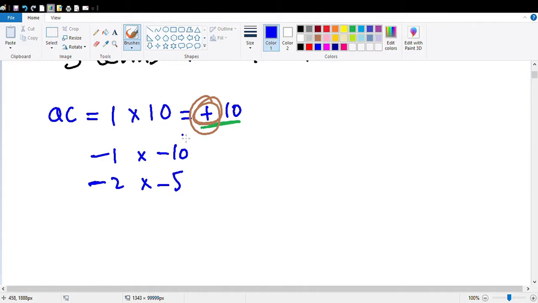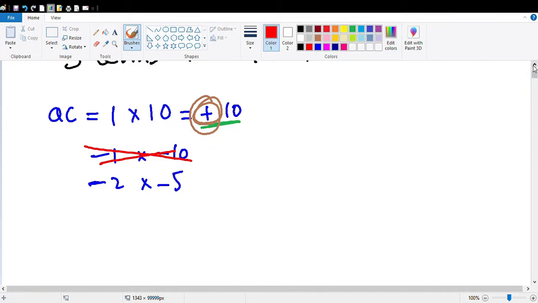Now, let's see which one sums up. Minus 1 and minus 10, if you add them, you get minus 11. So I'm just going to cross that, right? And minus 2 and minus 5, what does that give us? That gives us minus 7.